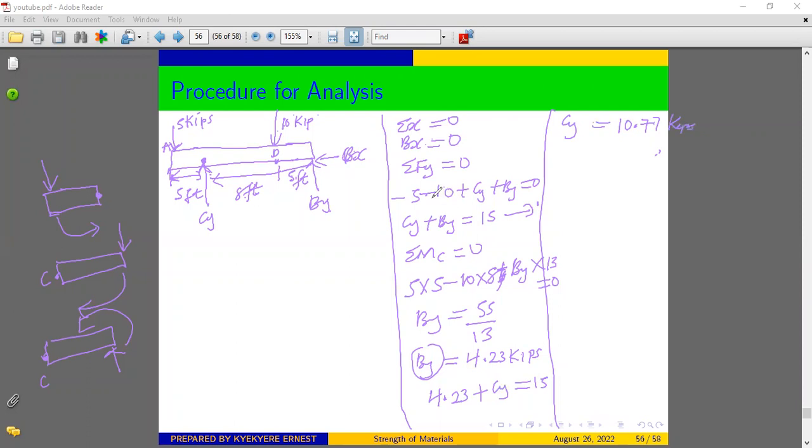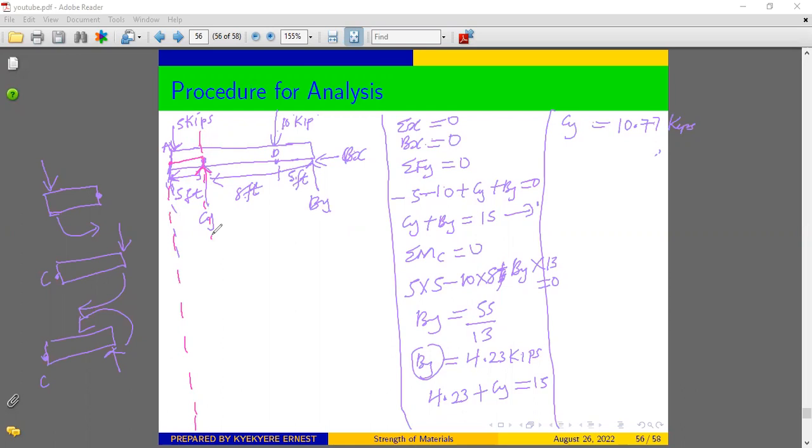So we said that it has been established that you always start your analysis from the far left. Let that portion be your origin. So I'm drawing my dotted lines down. Let me use a different color. From this point, as I move, anywhere I encounter a force, there's a discontinuity. So here I'm encountering the reaction at the support. So there's a discontinuity there.